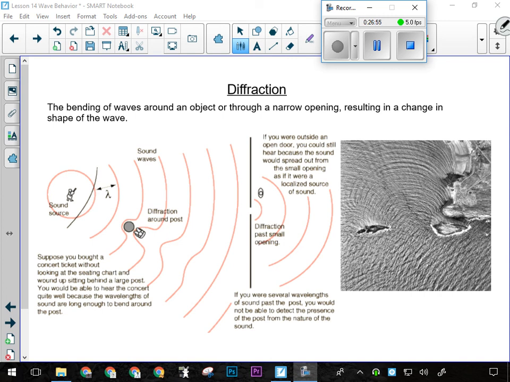The other thing is that waves can diffract through a narrow opening. This happens all the time if the door is open in this room. We can hear what's going on in the hallway. If waves didn't diffract, the only people who would be able to hear what's going on in the hallway are people who are in a straight line with the door. Everyone kind of follow me on that?